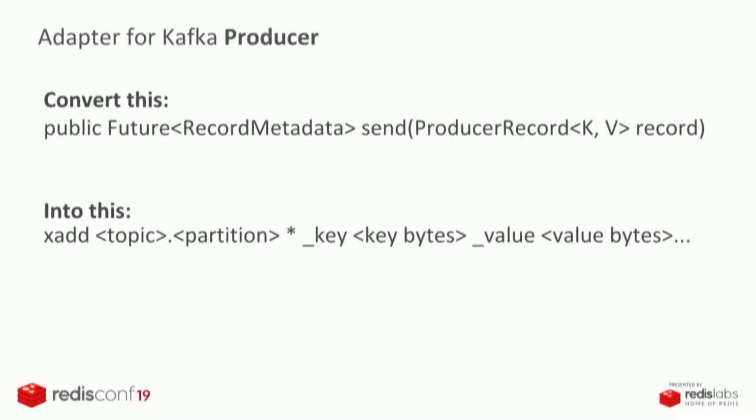So in an adapter for the Kafka producer, what does it look like, right? This is the Kafka API on the producer side. You essentially have a send method, and to the send method you give a producer record with the key and value, and then the broker returns that. How do you make this work in Redis?